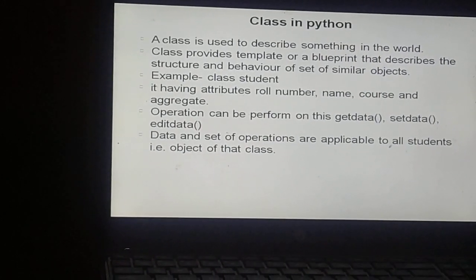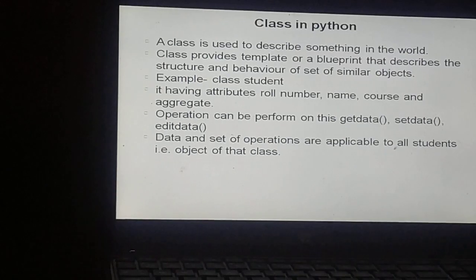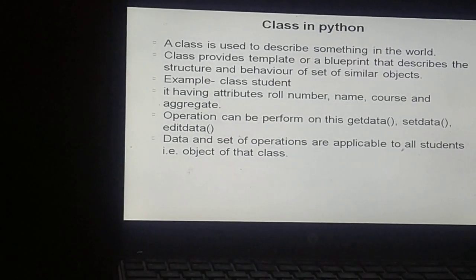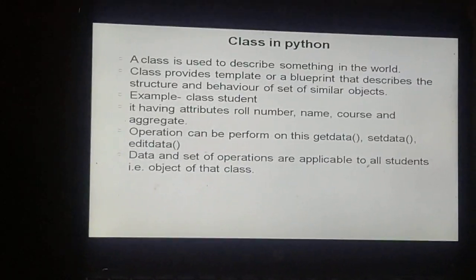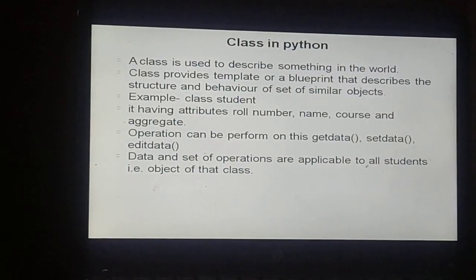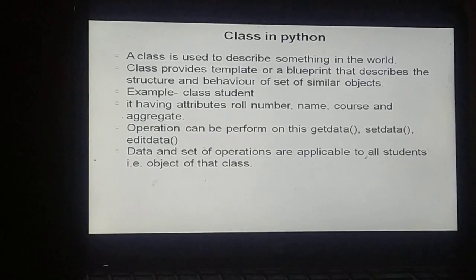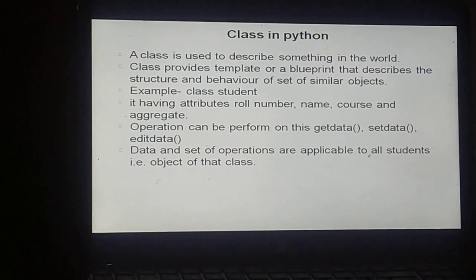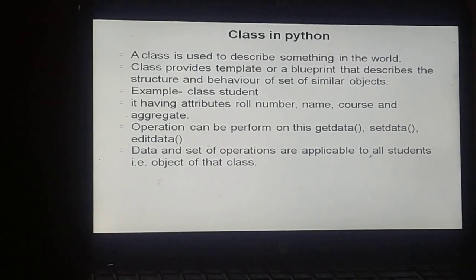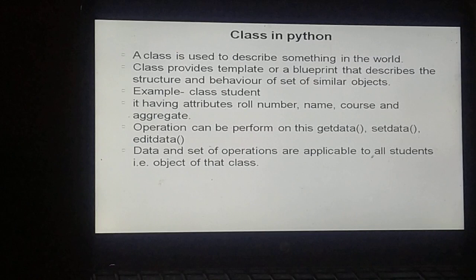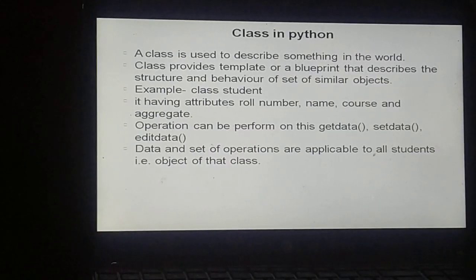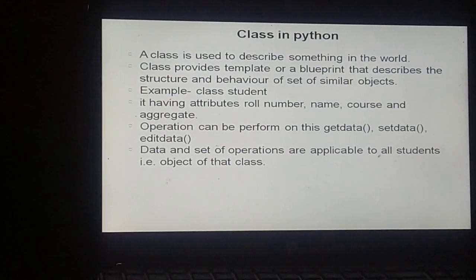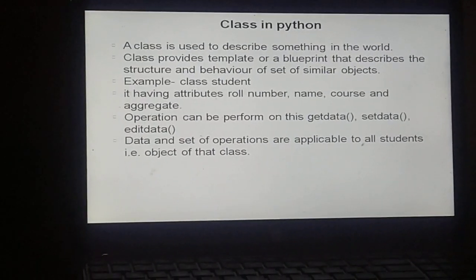A class provides templates or blueprints that describe the structure and behavior of a set of similar objects. In other words, we can say a class is a grouping of objects that have identical properties, common behavior and shared relationship. The entire group of data and code of an object can be built as a user defined data type using class. Objects are nothing but variables of type class. So objects are variables defined of the class type.